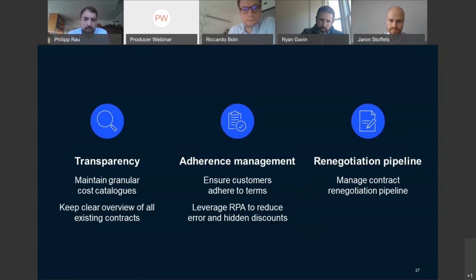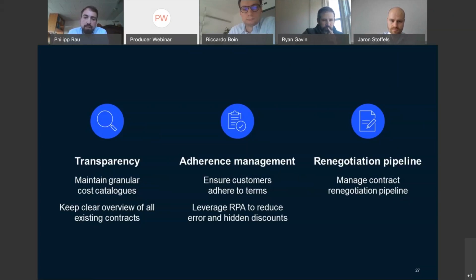On the transparency item, from our perspective, it's key to maintain granular cost catalogs to make sure the full cost to serve is there. This is the hygiene factor to really know what kind of cost is going to appear for delivering the service. But also secondly, having a very clear, consistent overview of the existing contracts, including how much volume and revenue is in there, what the terms are, and when they are up for renegotiation.